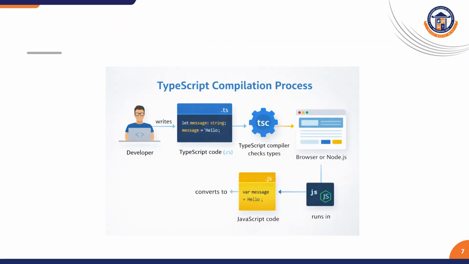In this slide, I am going to explain the step-by-step process as shown in the image. The developer writes code in a .ts file. Types are added for safety. The TypeScript compiler (TSC) checks the type errors and converts TypeScript into JavaScript. After successful checks, TypeScript is compiled into .js format. The compiled JavaScript runs in web browsers or Node.js.